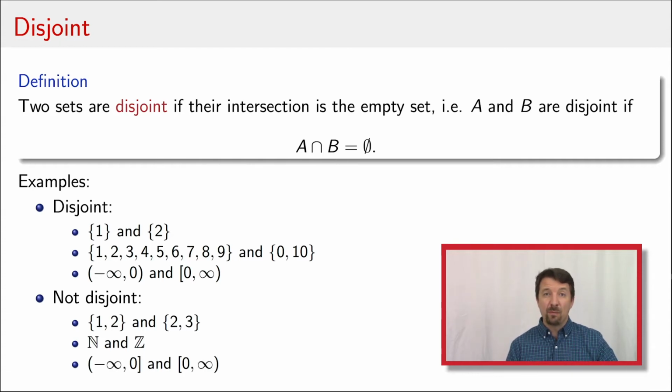Here's an example where we've taken the interval from the disjoint example, and we've now just included 0 in the first interval, and therefore when you take the intersection of these two intervals, you're left with the number 0 in that set, and therefore because that's not the empty set, these two are not disjoint. So again, disjoint just means that two sets have no elements in common.